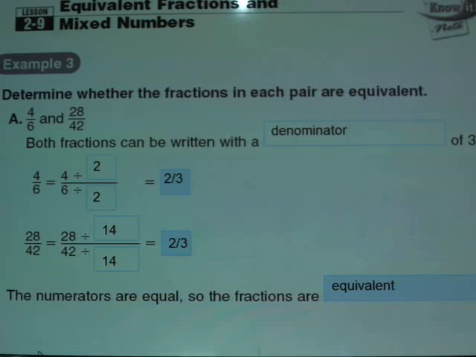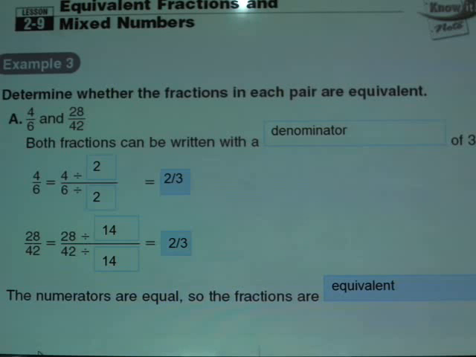Okay, so number 3. Determine whether the fractions in each pair are equivalent. The only way to compare two fractions is to get them so they have a common denominator. Now, how you get a common denominator, that's up to you. You could end up making one fraction bigger, you could make one fraction smaller, you could make both fractions smaller, you could make both fractions bigger. Whatever you have to do, but you have to do it with a common denominator. That's the only way to compare fractions.